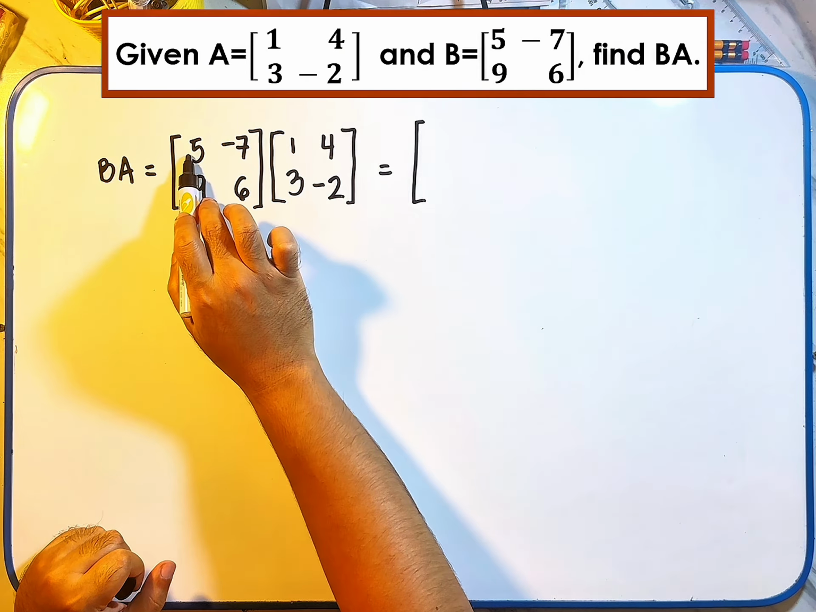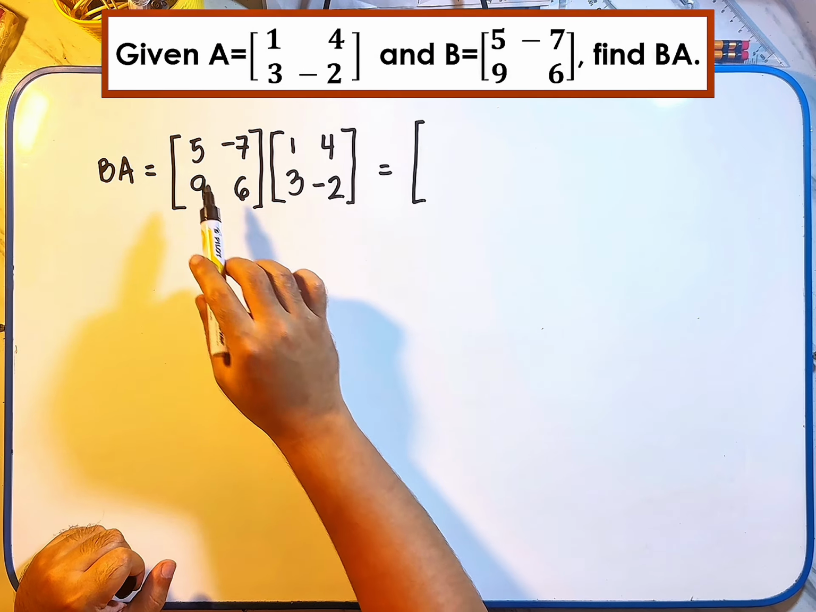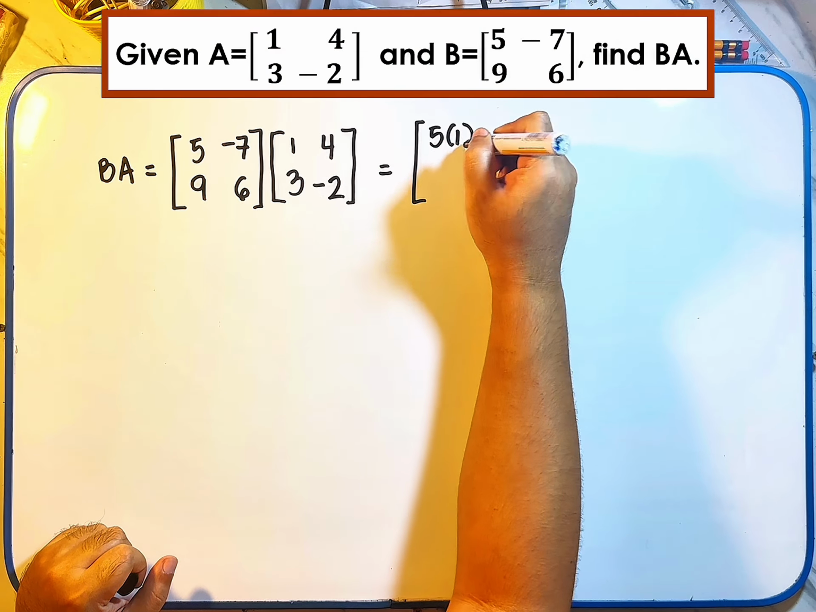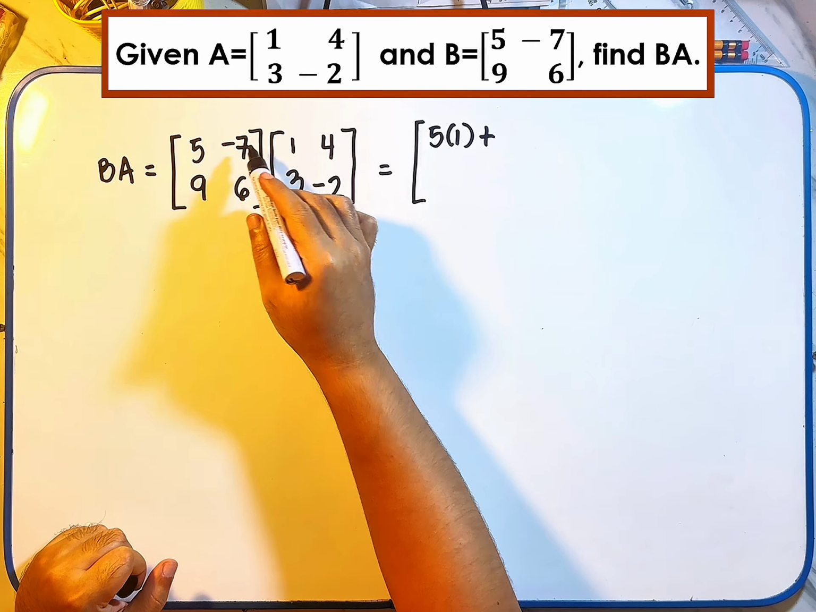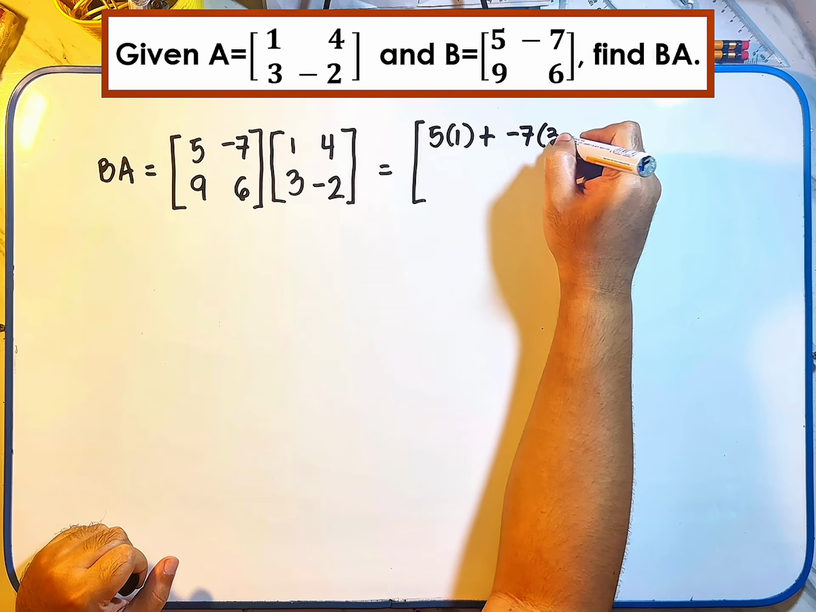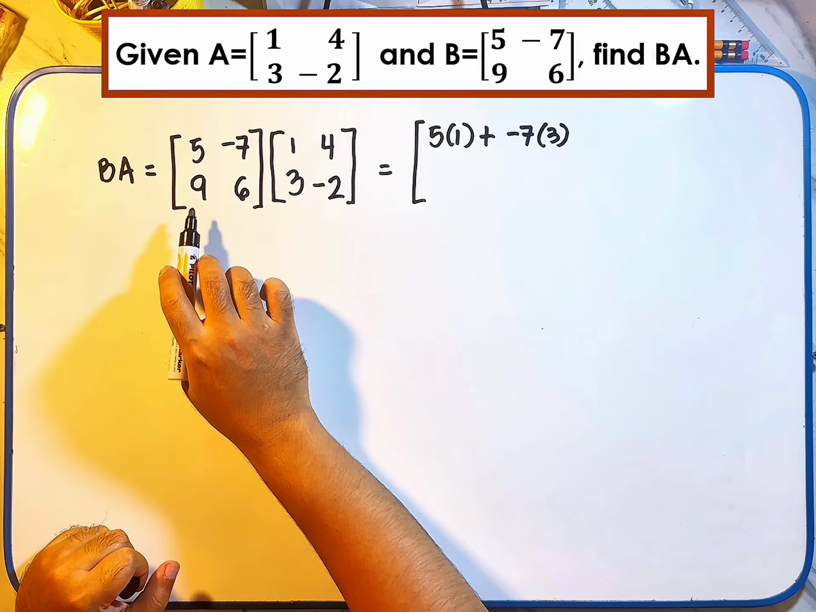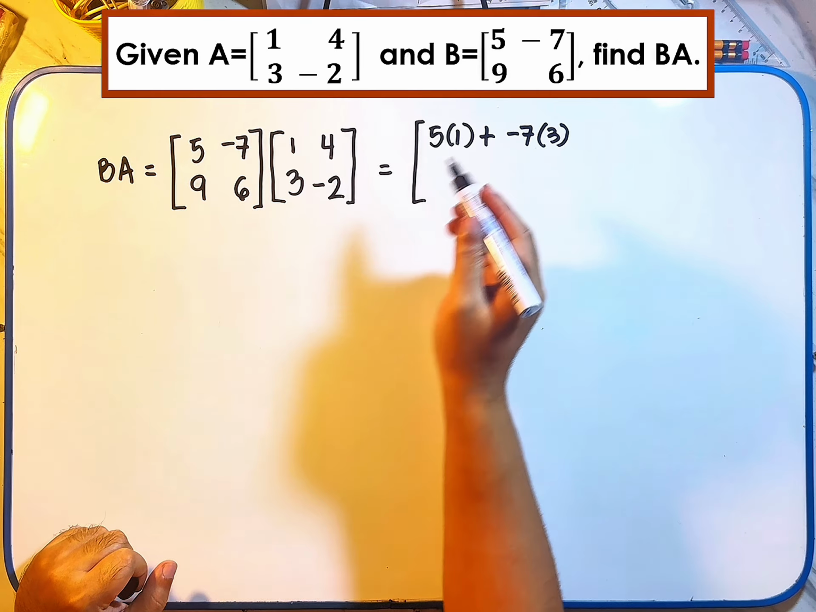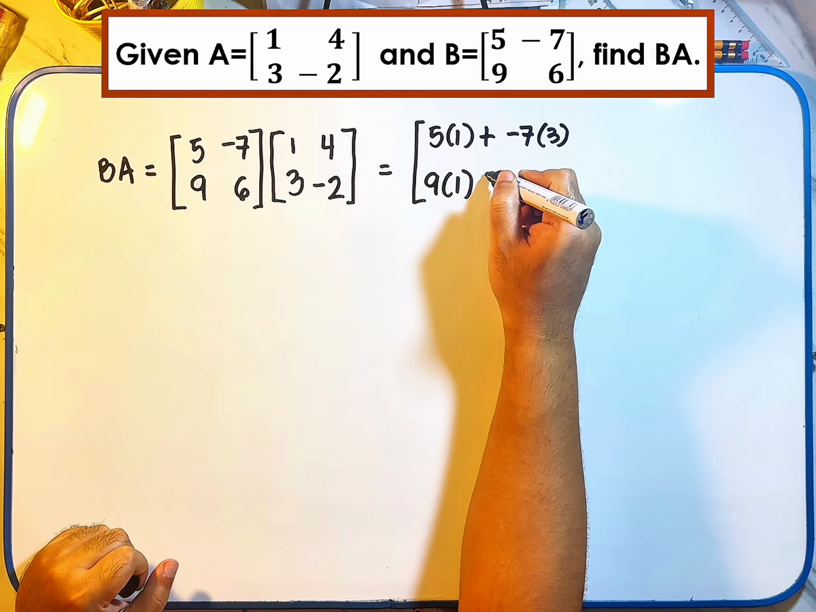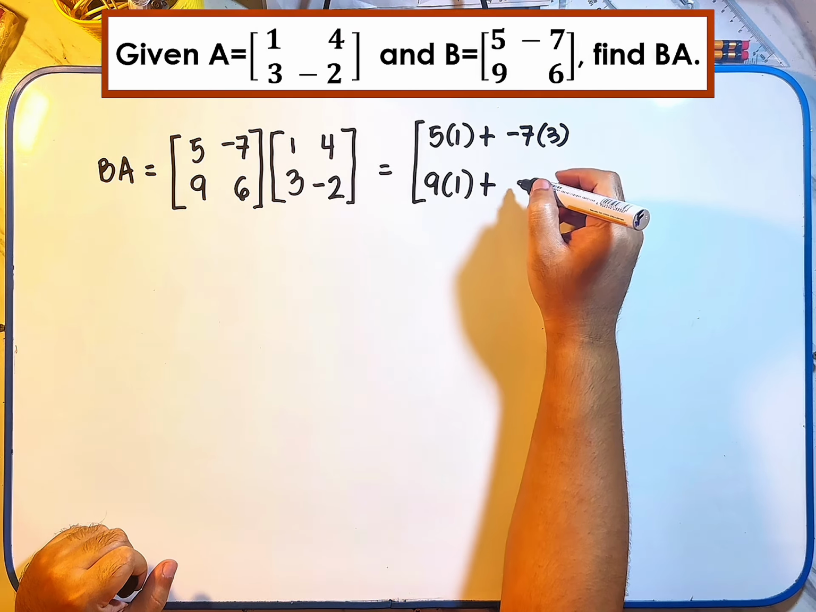So let's multiply the first row to the first column. 5 times 1 and then plus negative 7 times 3. Next, let's multiply the second row to the first column. So 9 times 1 plus 6 times 3.